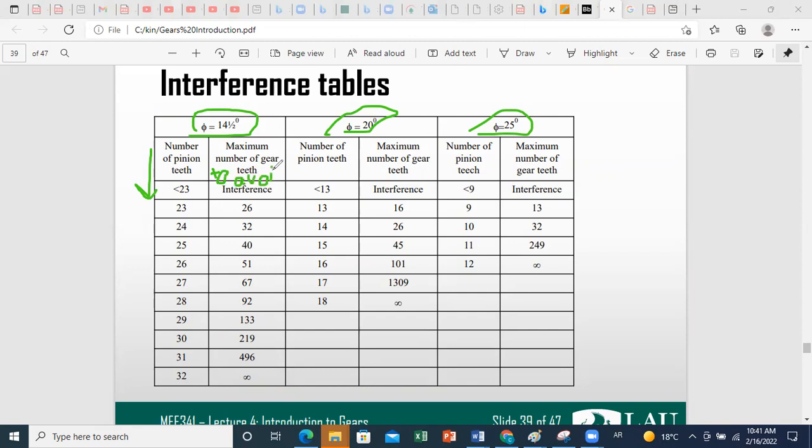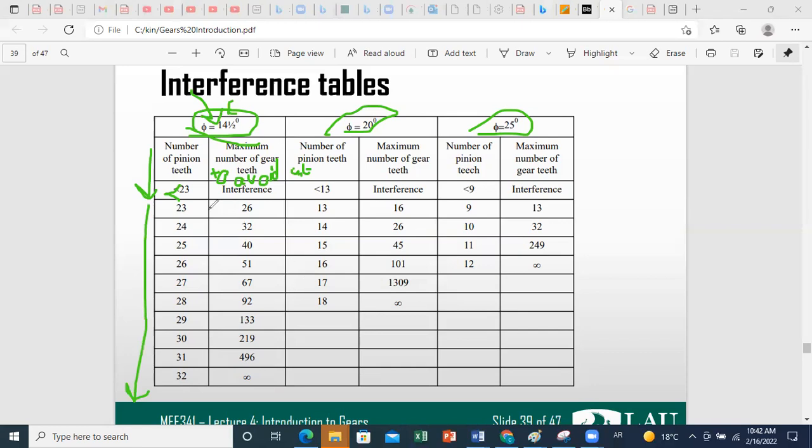Okay, for example, you can see that if you have a pinion with a number of teeth lower than 23, if you use this pressure angle, you cannot avoid interference. You will always have interference. This is why we say it's not recommended for a pressure angle of 14.5 degrees to have a pinion with a number of teeth lower than 23. So if you want to do a design and you have to use this pressure angle, you start with a number of pinion teeth larger than 23 to ensure that you can avoid interference.